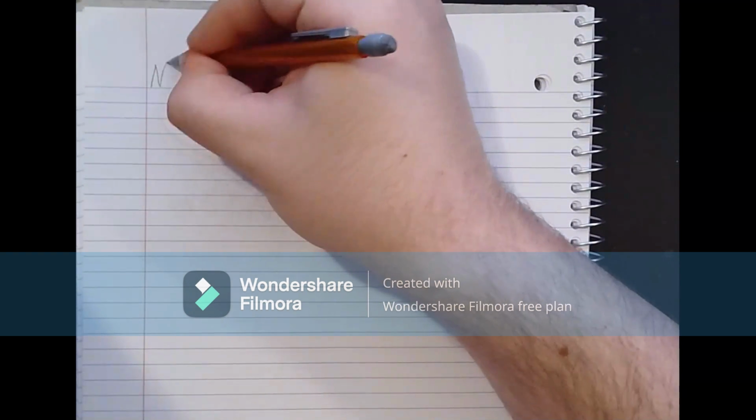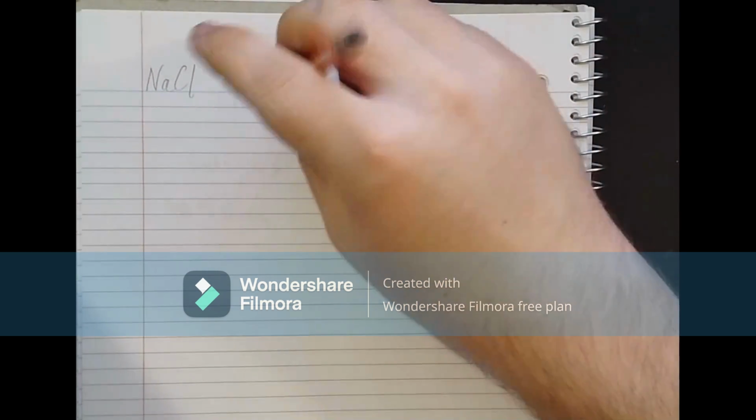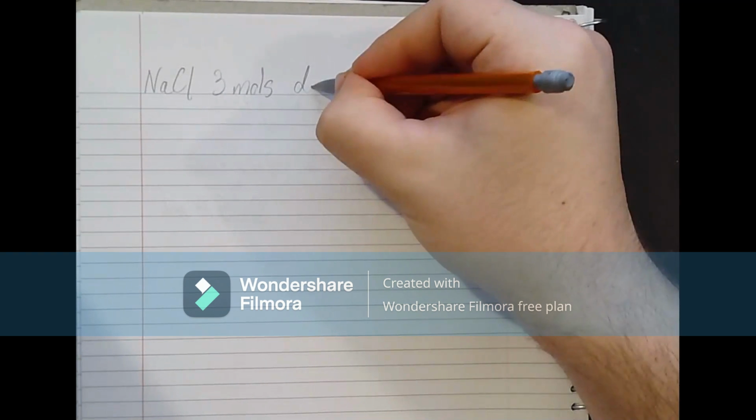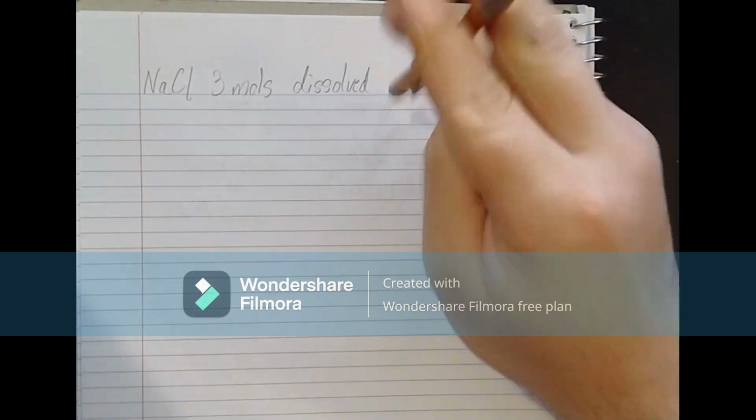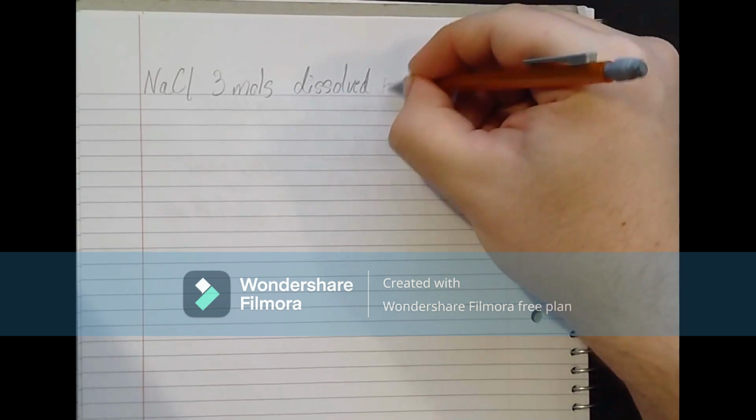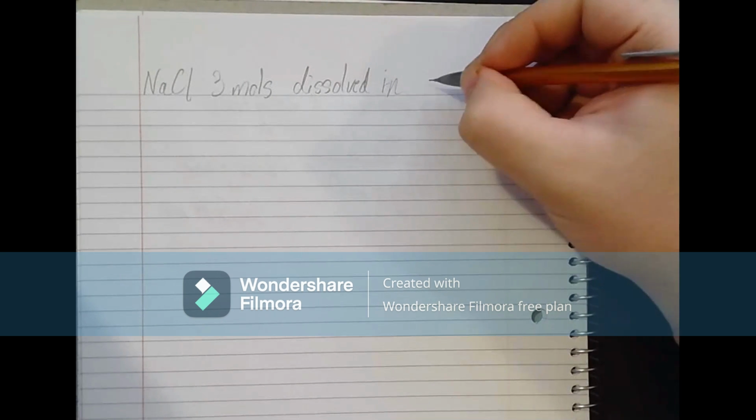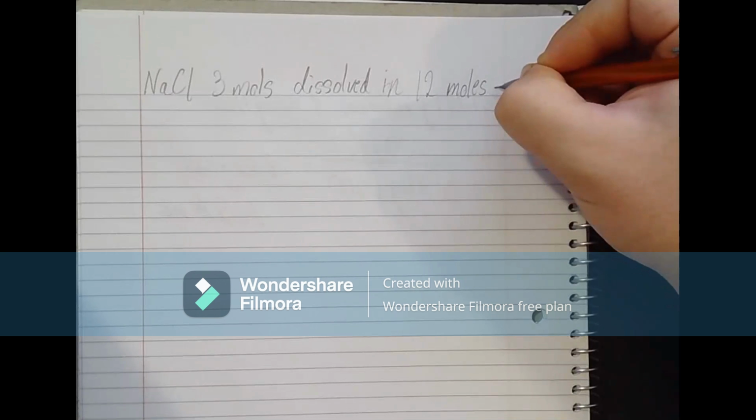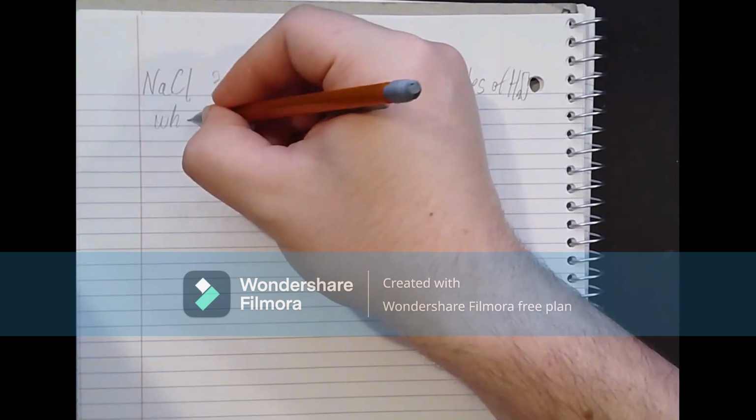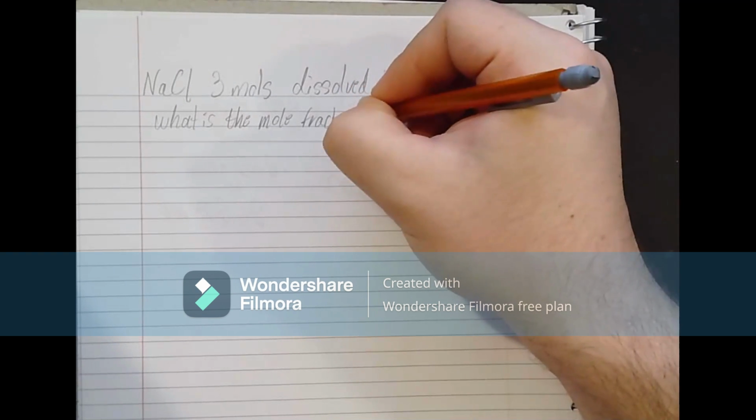Next, we'll do just a nice little mole fraction kind of question, right? So we'll start out with NaCl, our old friend table salt, as we saw in the previous questions. And we'll just say that there's 3 moles. These moles are dissolved in around 12 moles of water. It's supposed to be an O there. What is the mole fraction of both?